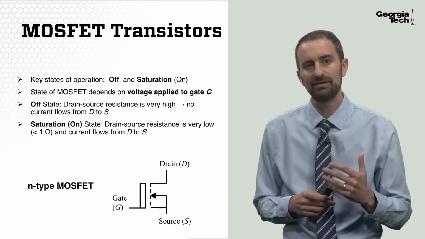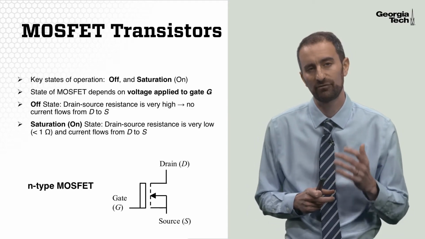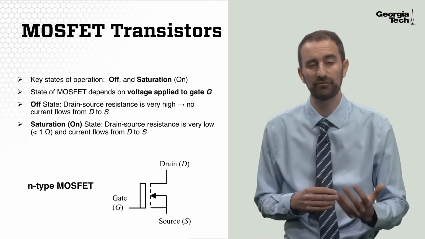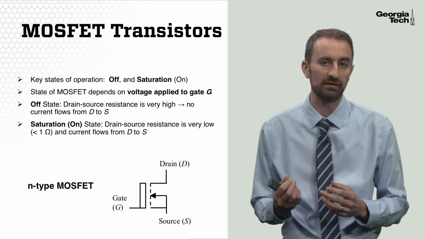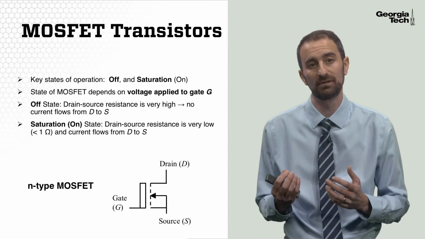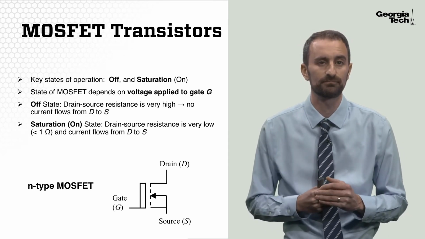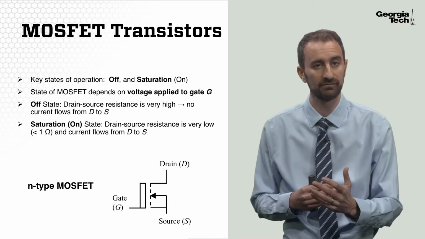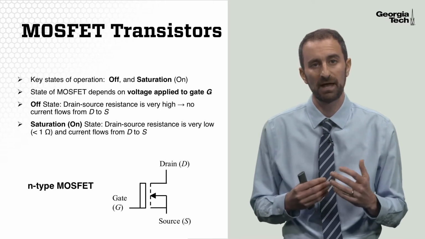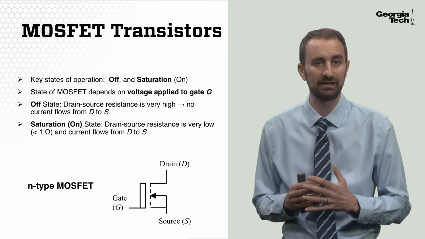Looking at the key states of a MOSFET, the MOSFET has two key states of operation. It has an off state and a saturation state that sometimes we'll refer to as on. Those are the two states we really care about for mechatronics applications. The state of the MOSFET, whether it's off or on, depends on the voltage that's applied to the gate.